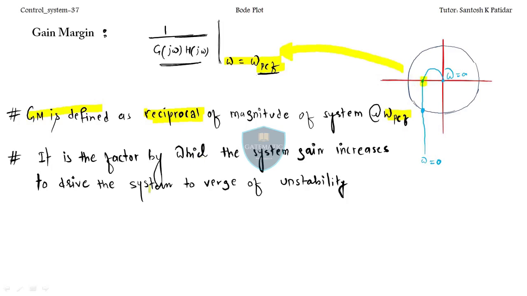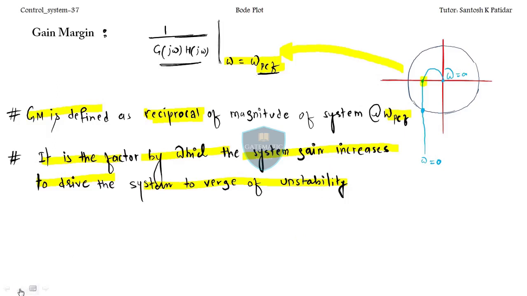So this is the mathematical definition, but what is the implication, or what is the physical definition? See, it is the factor by which the system gain increases to drive the system to the verge of instability. Wait a minute, we are talking about the physical implication of this. This gives the idea whether your system is stable, or when your system will tend to instability, or verge to instability. So gain margin is giving the idea.